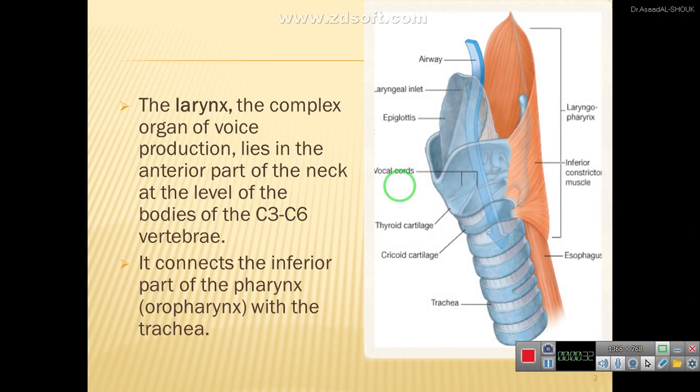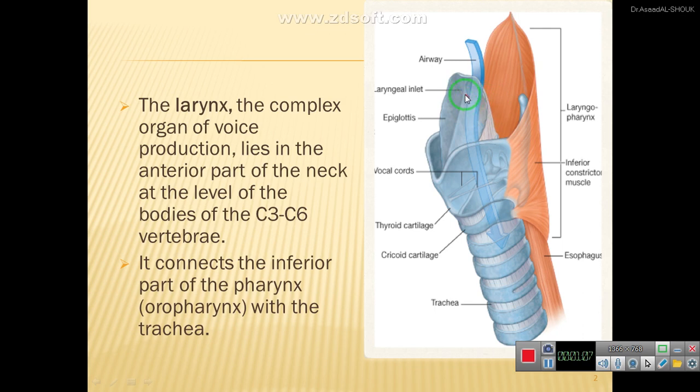Here you can see in this slide the laryngeal prominence, this one, which is also called the Adam's apple, the most obvious part in front of the neck. The larynx projects backwards into the laryngeal part of the pharynx, where the inlet of the larynx is situated here. This here is the inlet of the larynx.